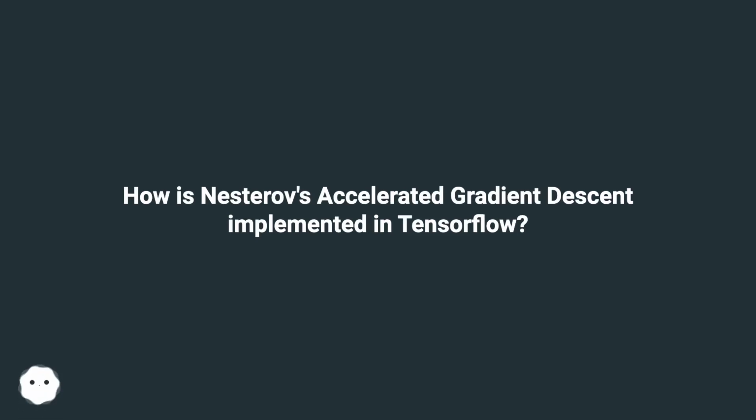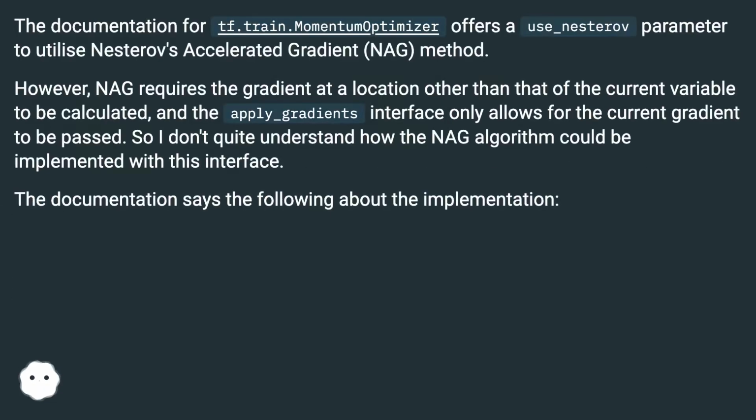How is Nesterov's accelerated gradient descent implemented in Tensorflow? The documentation for tf.train.MomentumOptimizer offers a use_nesterov parameter to utilize Nesterov's accelerated gradient (NAG) method. However, NAG requires the gradient at a location other than that of the current variable to be calculated, and the apply_gradients interface only allows for the current gradient to be passed. So I don't quite understand how the NAG algorithm could be implemented with this interface.